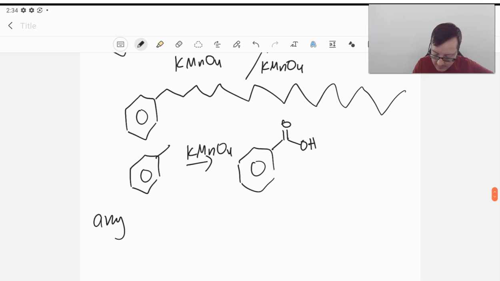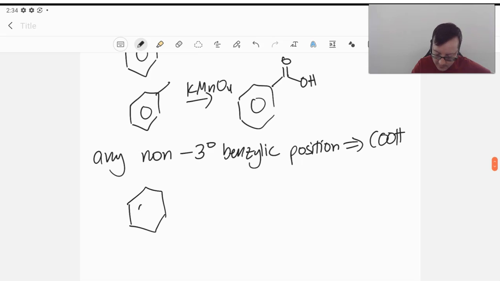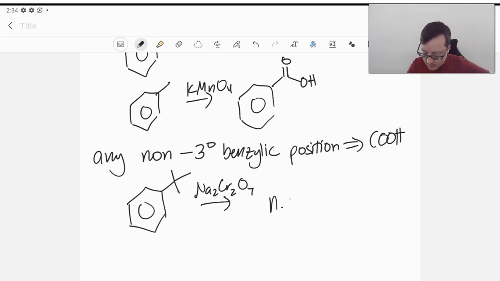So any non-tertiary benzylic position becomes a carboxylic acid. Right? So a tertiary one, you don't have the room to do that. So something like this t-butylbenzene, if you try and go ahead and use your dichromate with that, you get no reaction. I'll write that out. You get no reaction. It has to be something that's not, did I say tertiary? I meant quaternary. I know how to count, I swear. Sorry. So non-quaternary positions. Tertiary positions are fine.